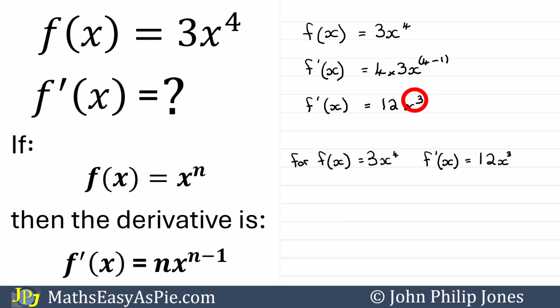So we've got f prime of x equals 12x to the power 3. And as a reminder, this symbol here tells us that this is f prime. And of course, f prime is the same as the first derivative. So what we found here is the first derivative of this.